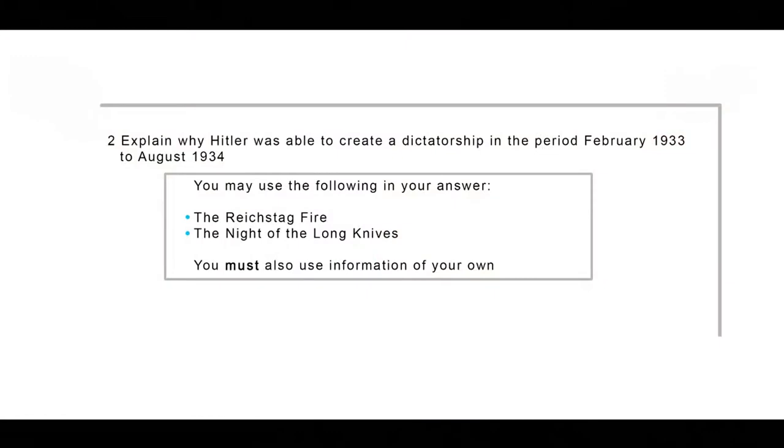Explain question. So what you're essentially being asked to do here is to explain why something happened, explain the impact of something, explain the consequences of something. So there is an element here in which your analysis comes from considering the relative importance of the reasons that explain what it is that you're being asked to explain. So in this case, why was Hitler able to create a dictatorship in the period February 1933 to August 1934? So you're looking for a number of different reasons why that was able to happen, and your analysis comes from considering what's the relative importance of these different reasons.